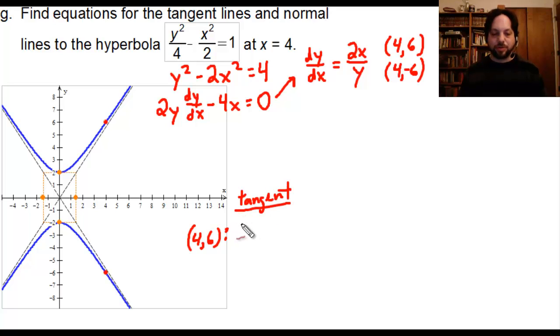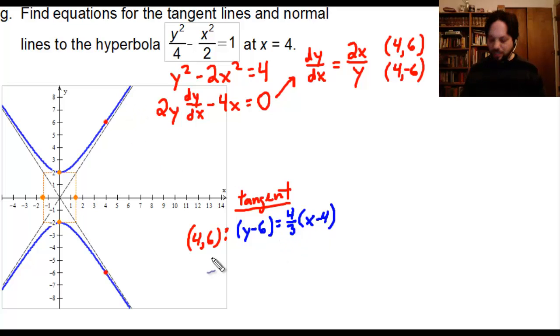Our tangent line will simply be, and this shouldn't be too far-fetched, y minus 6 equals our slope, 2x over y. So if I plug x and y in here, certainly you should see that would be 4/3. And then x minus 4. That will be the tangent at this point right here. Certainly it is a positively sloped line, and our 4/3 does work.